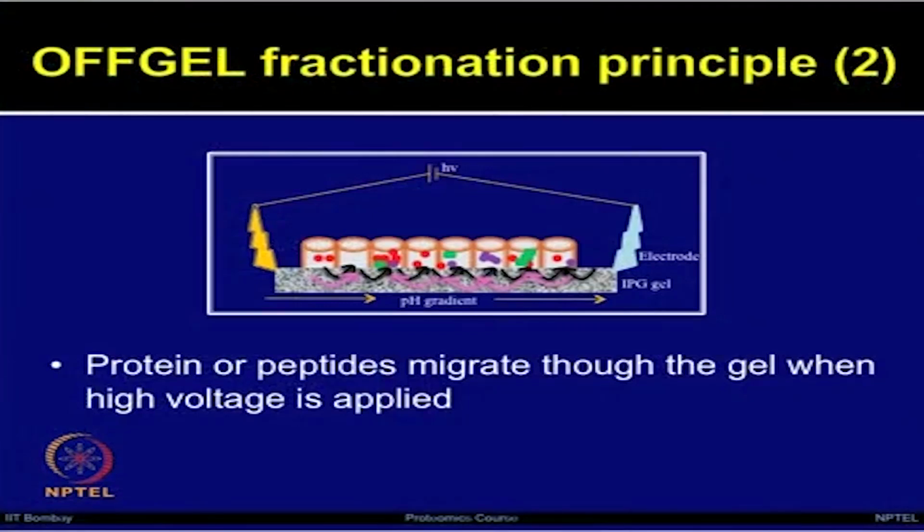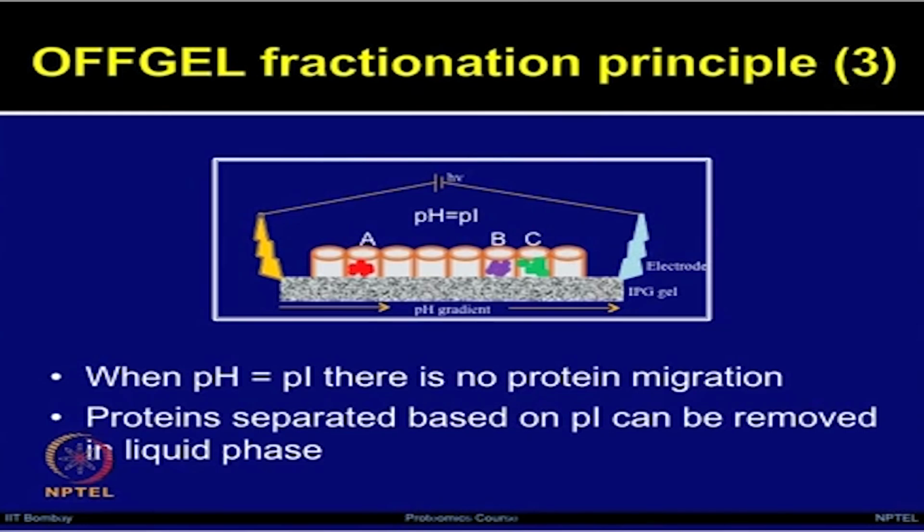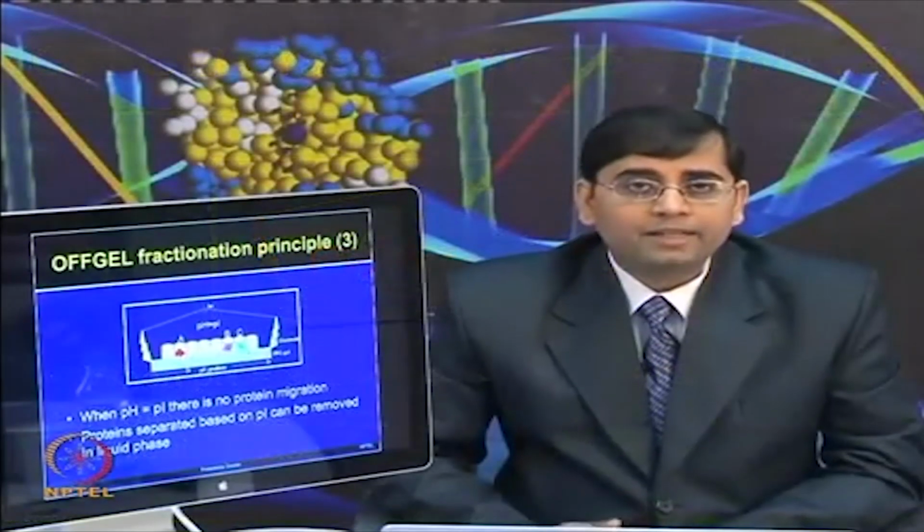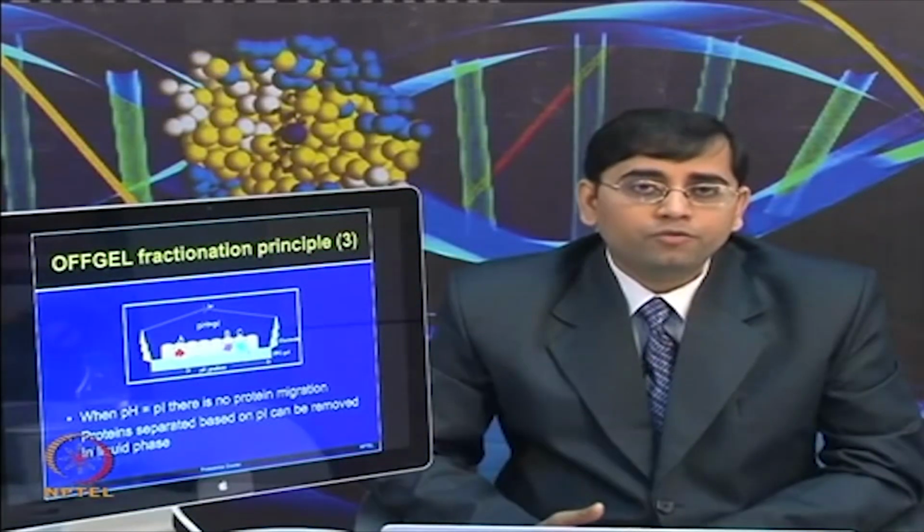Now, the proteins and peptides in the electric field will migrate because of the high voltage applied, and proteins will start moving based on their isoelectric point. When they reach a place where the pH is equal to the isoelectric point, there will be no further protein migration. Now, this is the protein separation which you wanted to happen. For example, A, B and C, you had 3 proteins with different isoelectric points, and you wanted to separate those. In this method, in the pH range 4, 8 and 9, you have those fractions which you can collect after doing the isoelectric focusing. So, proteins can be separated based on the isoelectric point, and can be removed in the liquid phase.